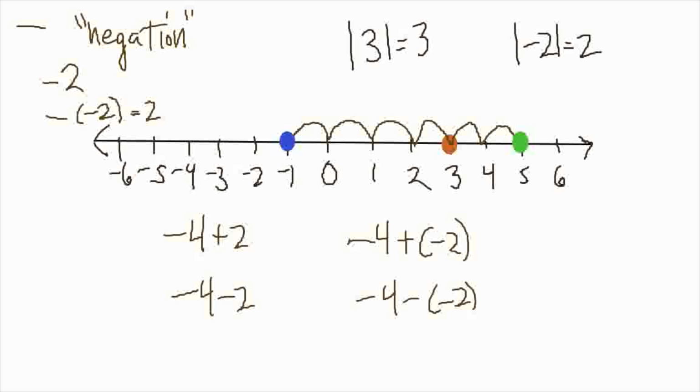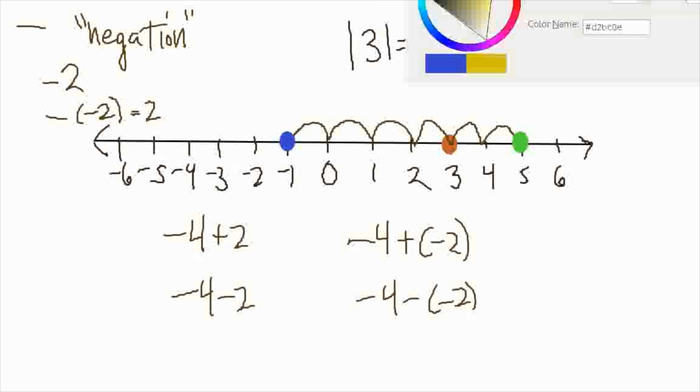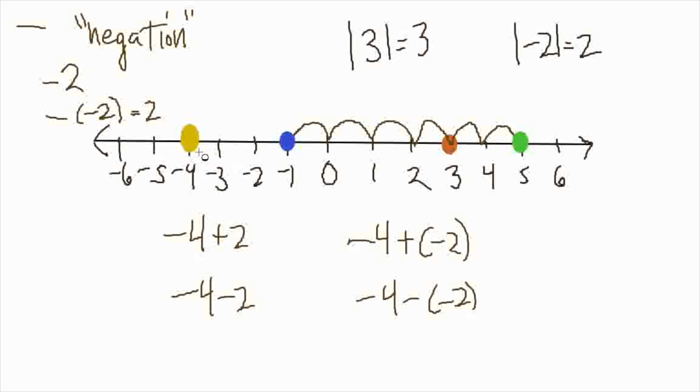All right, so I will work these out now. For each one, the first number is a minus 4. So I am going to put a yellow dot at the minus 4, and then I'm just simply going to hop in whatever direction I need to. For the first one, minus 4 plus 2, I take 2 hops to the right, and I end up at the minus 2, so that's the answer to that one. On the one below that, I take 2 hops to the left, and I end up at the minus 6, so that's the answer to that one.